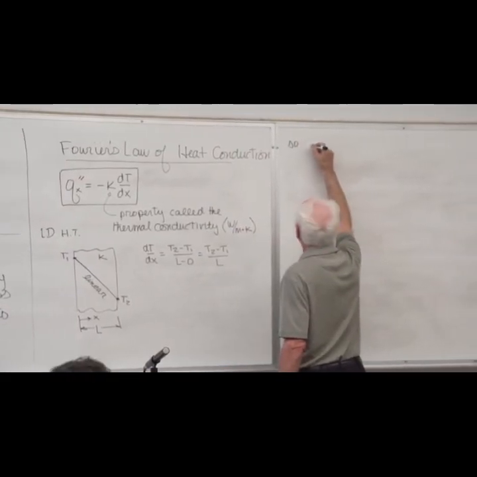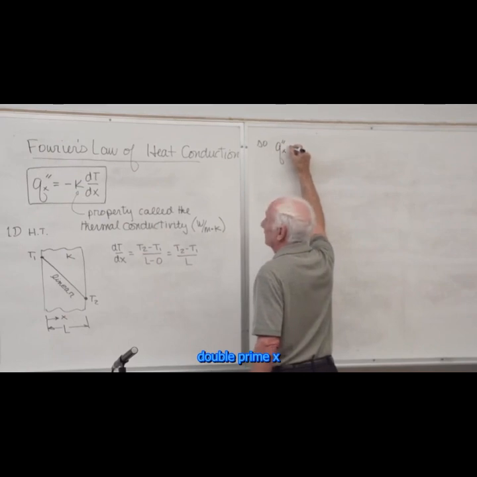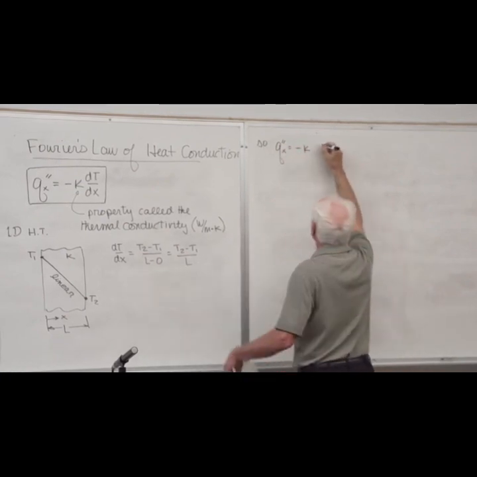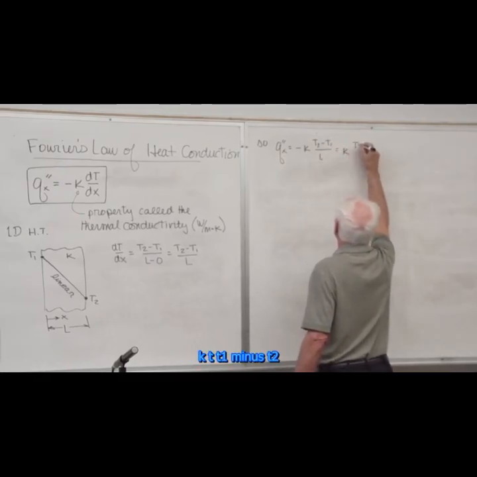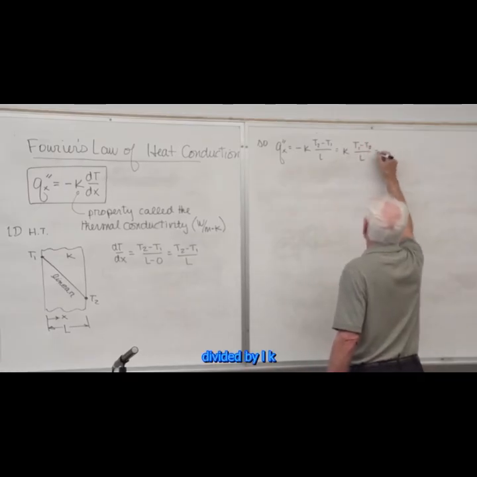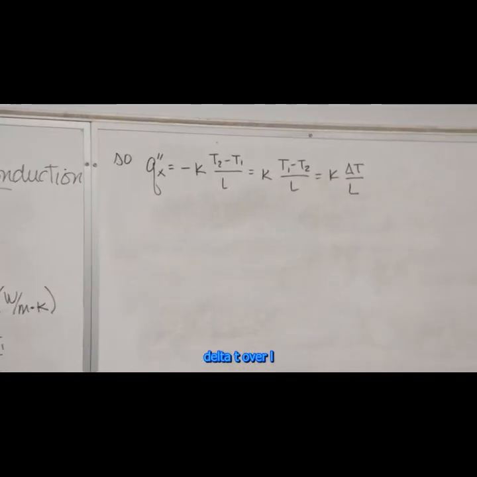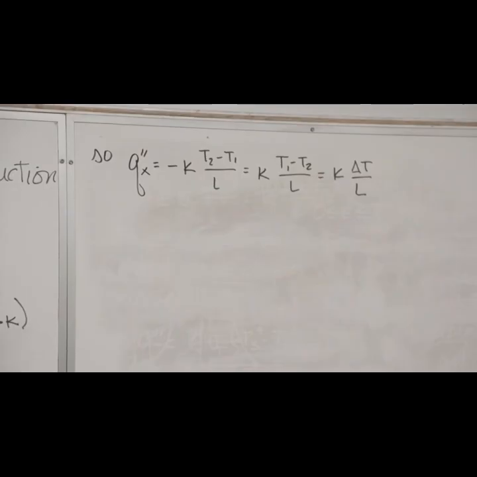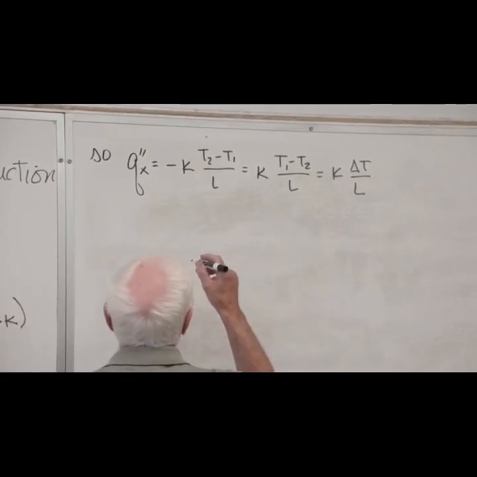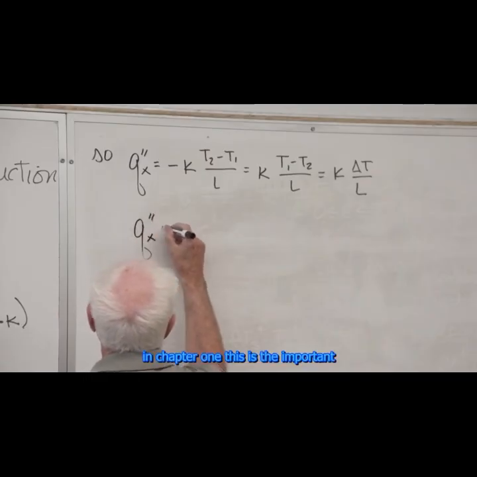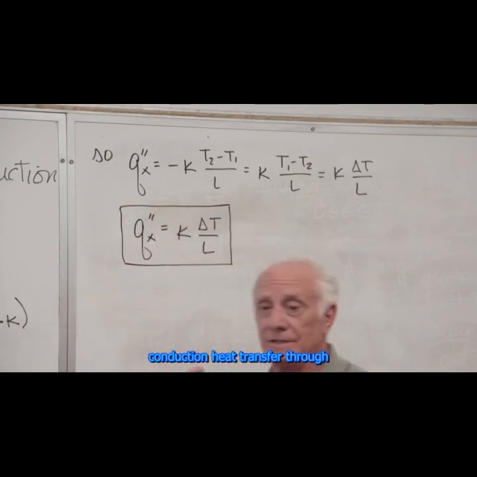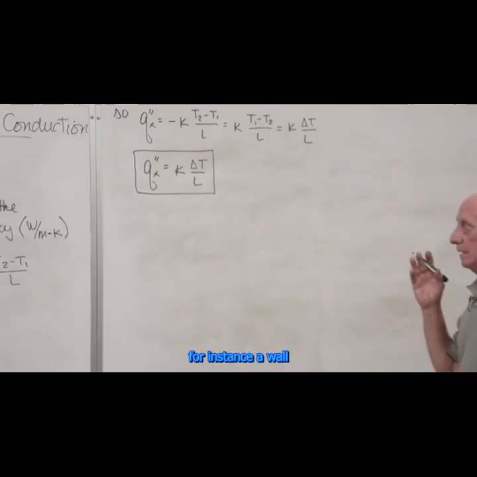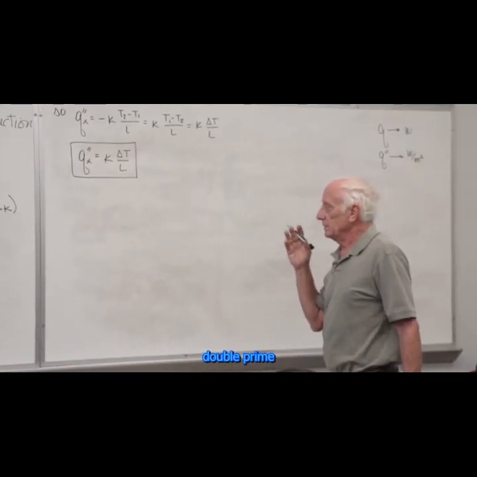So we get q double prime x equals minus K (T2 minus T1) divided by L, which is K (T1 minus T2) divided by L, K delta T over L. So that, in chapter 1, is the important equation, from Fourier's law, for how we find conduction heat transfer through, for instance, a wall.